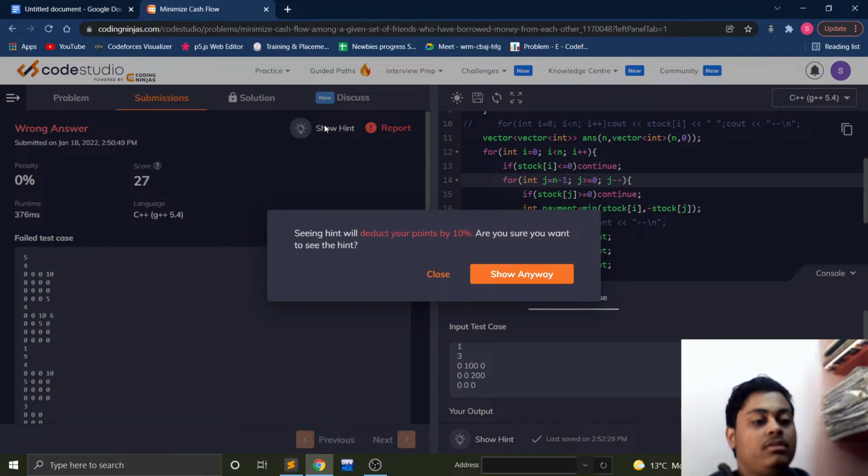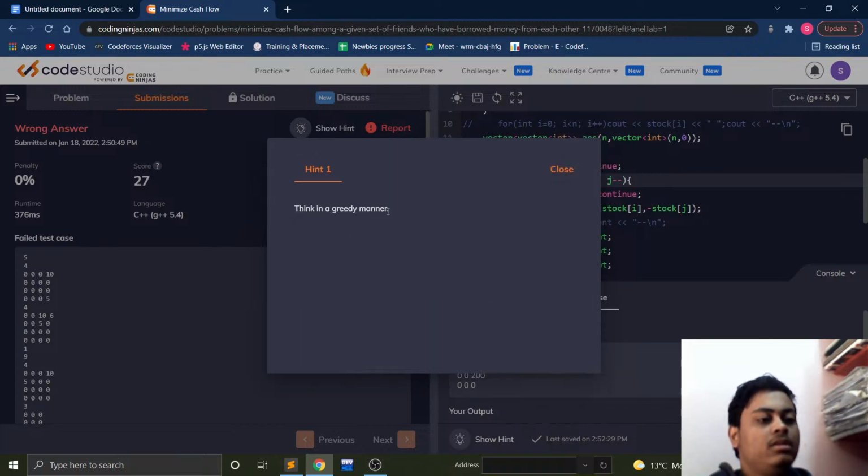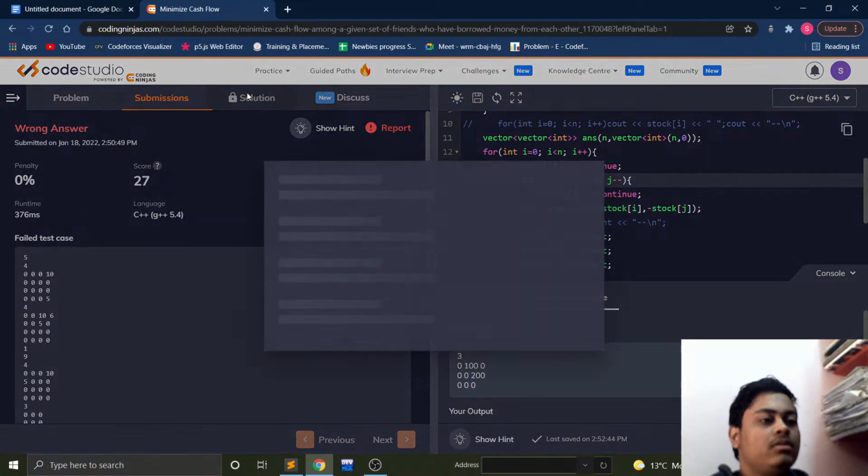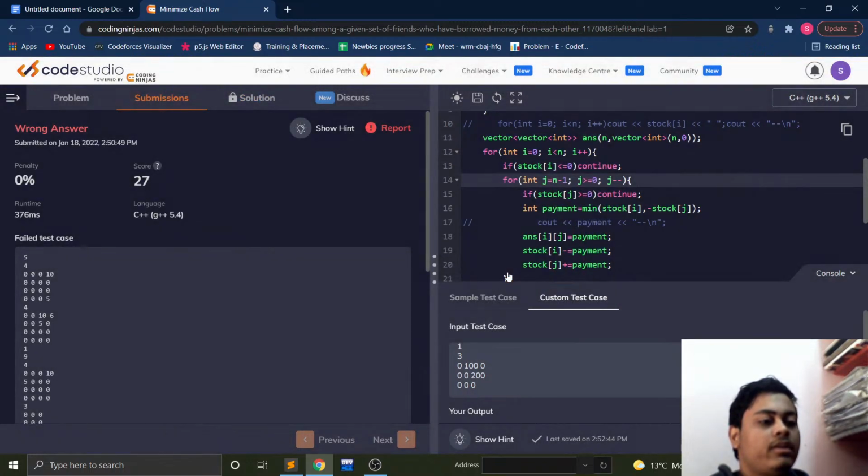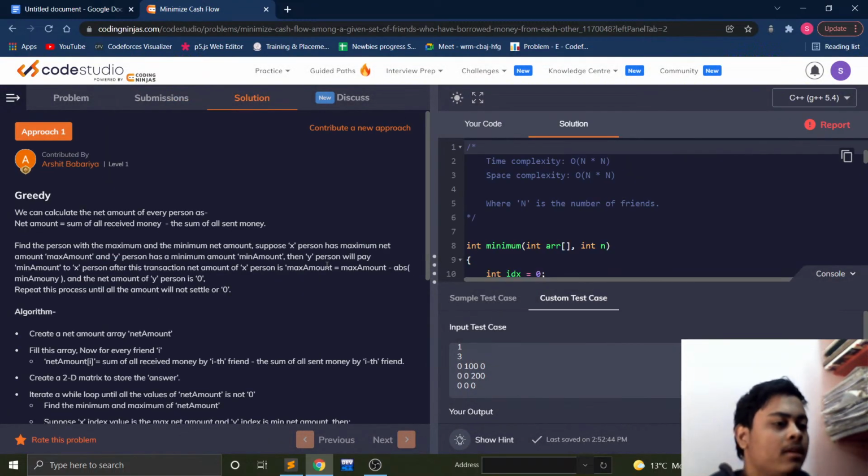Let's see the hint. Yes. Think in a greedy manner. I'm thinking in a greedy manner, man. Close. Yup. Let us see the solution. Show anyway. We can conclude that the net amount of every person is the sum of all money received minus the sum of all money sent. That is correct. Find the person with the maximum and the minimum net amount.